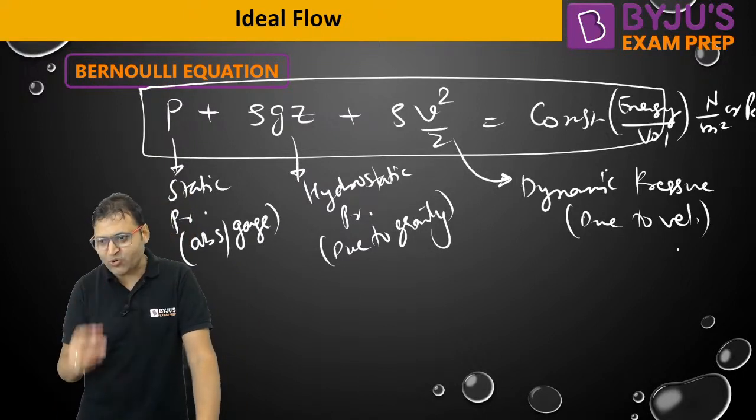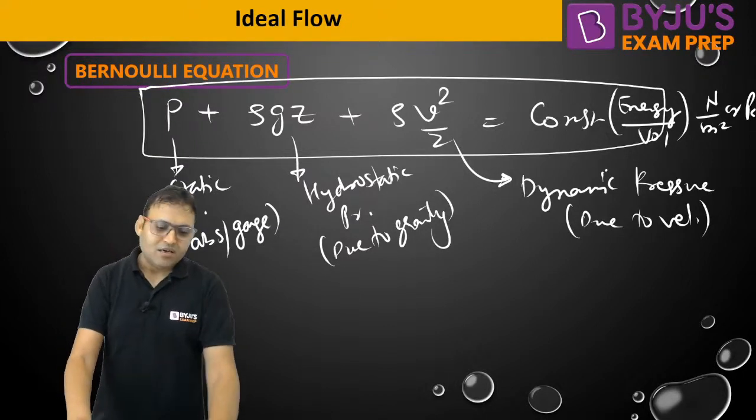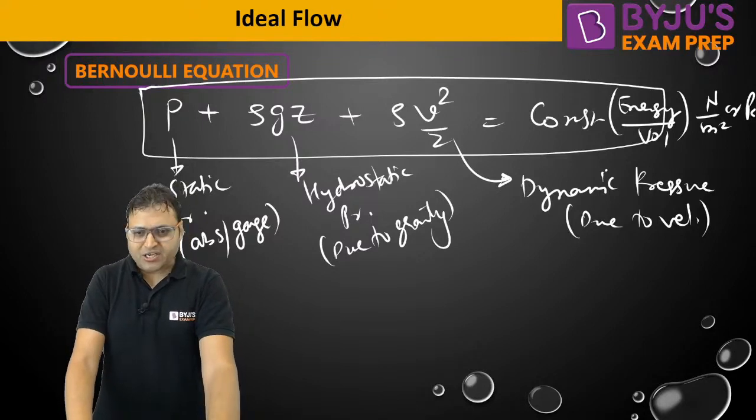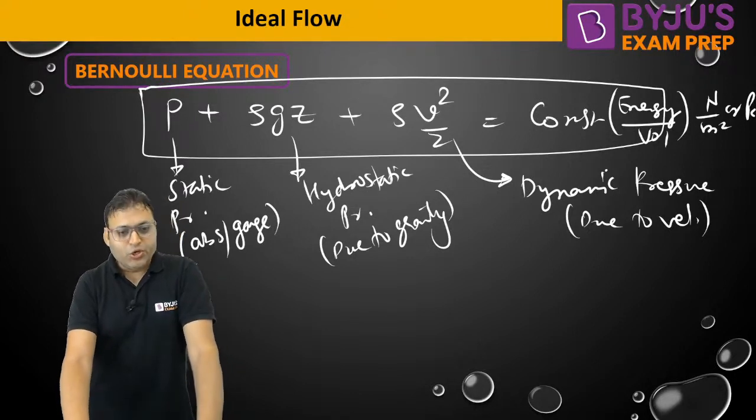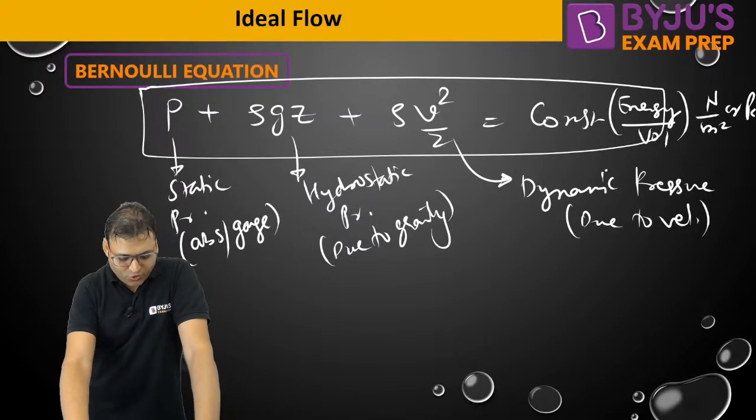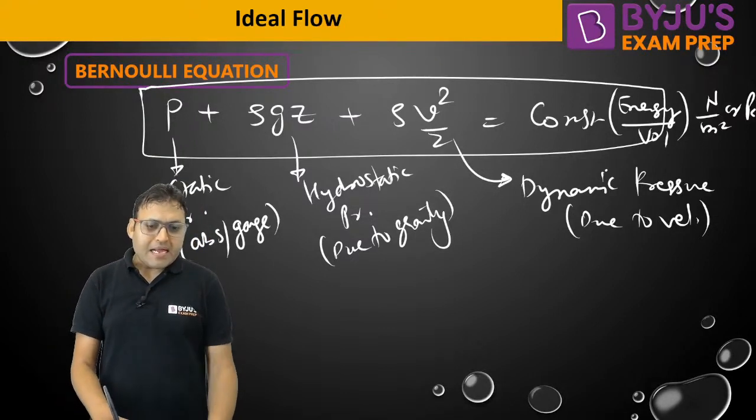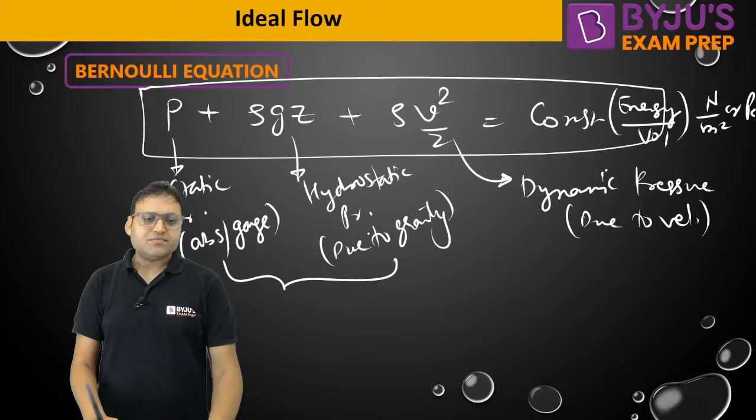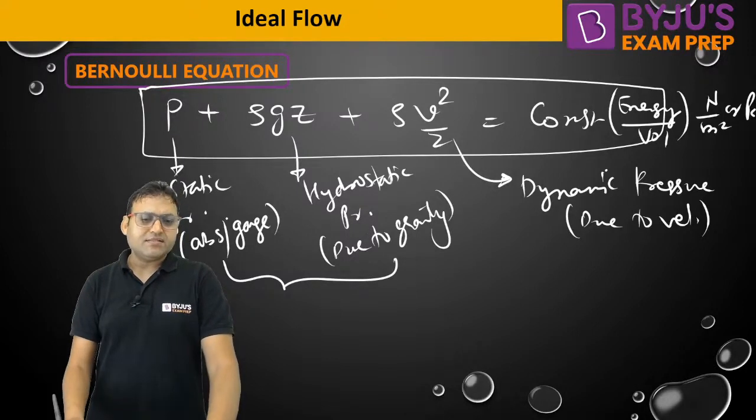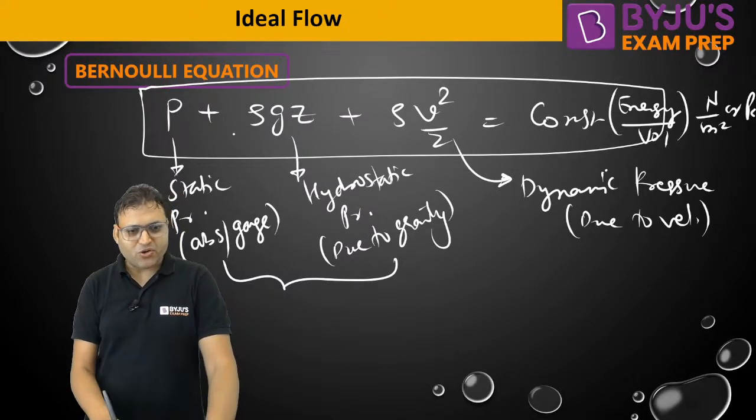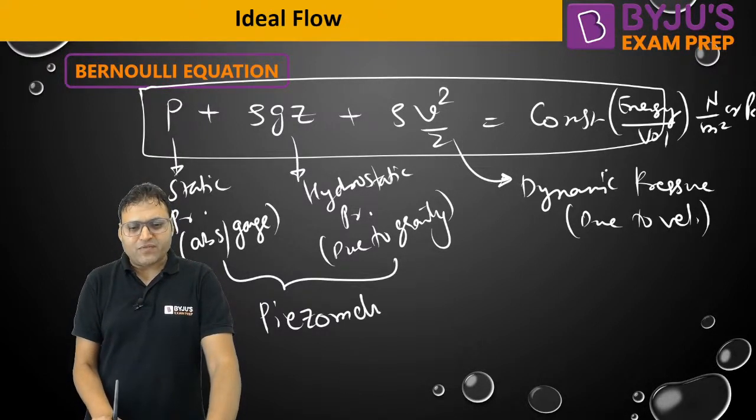The pressure developed due to gravity is called hydrostatic pressure, and the pressure developed due to static pressure is called the static pressure of the fluid, gauge pressure or absolute pressure. So the sum of P plus rho gz is known as the piezometric pressure of the fluid.